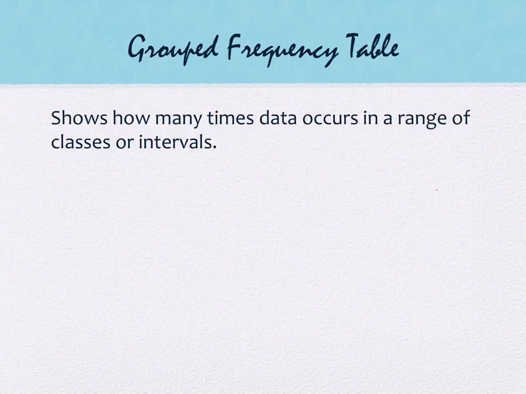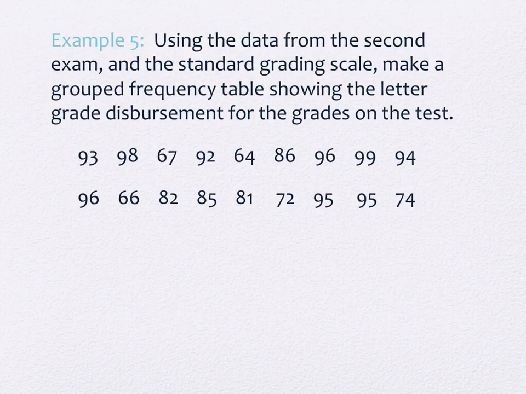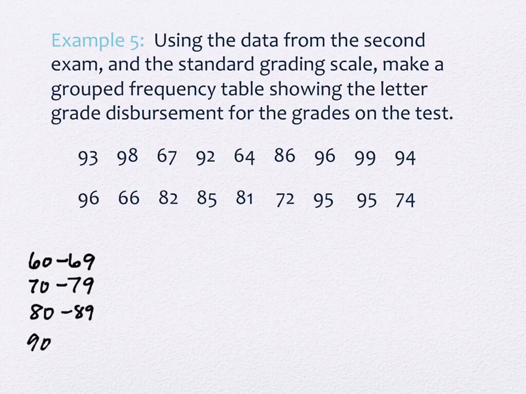But the way that this process works is we've got our set of data. This is the same set of data that we had from the second exam. And a grouped frequency creates equal width intervals. So for the purposes of what we're doing, it makes sense to make the intervals our standard grade values. So we have an interval that's 60 to 69, and 70 to 79, and 80 to 89, and 90 to 99.